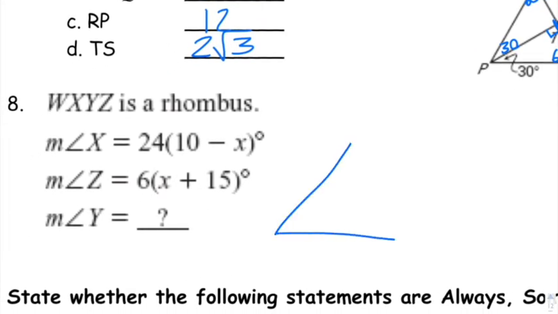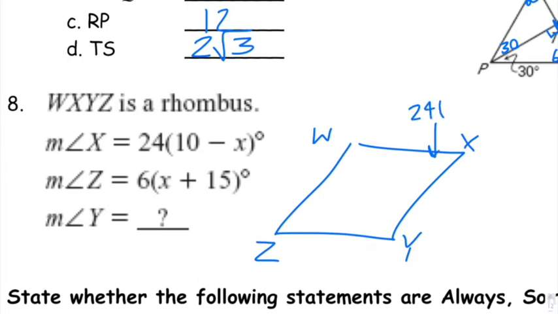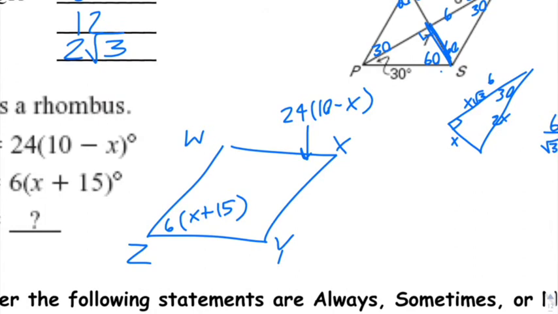All right, next one, got a rhombus. So I'll say W, X, Y, Z. So X is this 24, which I'll have to distribute to 10 minus X. And then the angle Z is 6, and then X plus 15. All right, so since it's a rhombus, since that's technically a parallelogram, we're going to set those equal to each other.